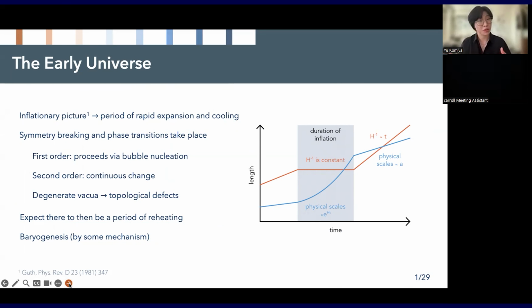So for example, the sorts of objects I'm thinking about are maybe vacuum bubbles that might come from a first order phase transition, or perhaps topological defects, which we'll be focusing a lot on during this talk, and these can come from symmetry breaking. So this is mostly the inflationary period. Afterwards, we expect some sort of reheating to occur in order for us to return to the right temperature for BBN to happen. And eventually, of course, we need baryogenesis that happens by some sort of mechanism.